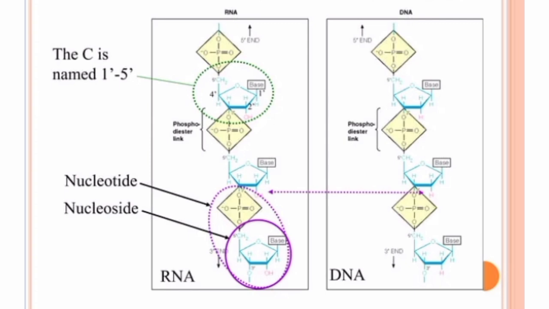So, actually, DNA consists of nucleotides and nucleosides. A nucleotide is the pentose sugar and phosphate group plus a base. That is what a nucleotide is, whereas a nucleoside is only the pentose sugar and a base.